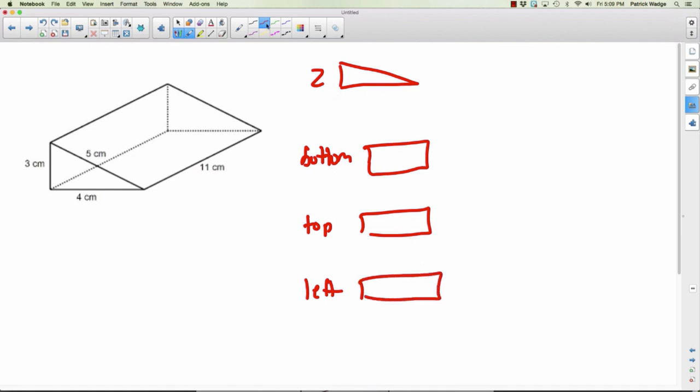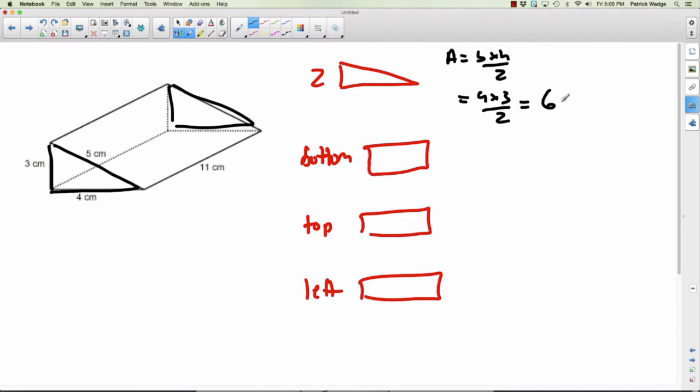Okay, let's do this. So area of a triangle, base times height divided by 2. This triangle right here, what's the base? 4. What's the height? 3. So we're going 4 times 3 divided by 2. I know we could multiply by 2 and cancel the 2's, but I'm actually going to do it this year. 4 times 3 is 12, divided by 2 is 6. But remember, there are two triangles, there's one back here, so we multiply it by 2 and get 12.